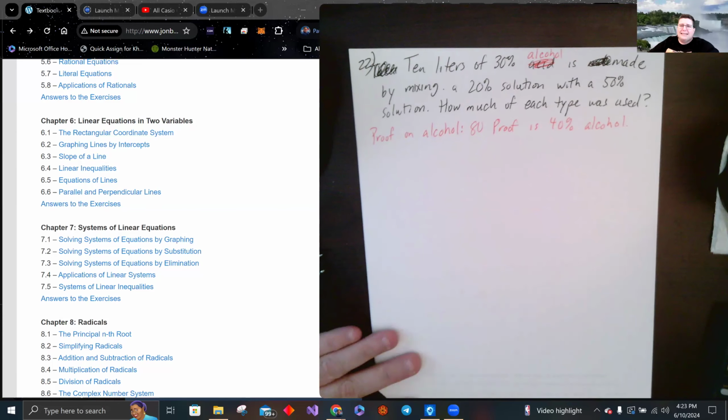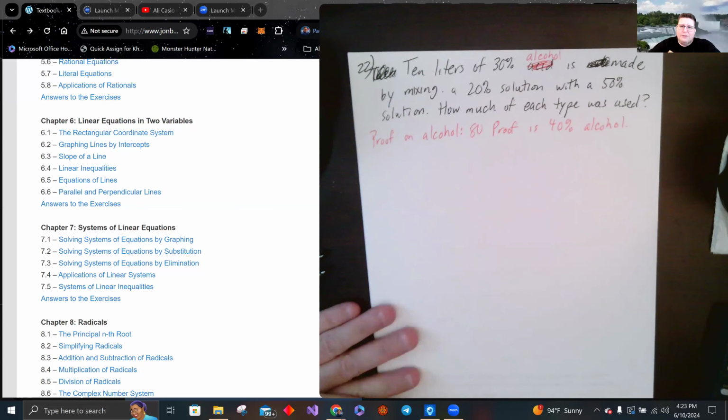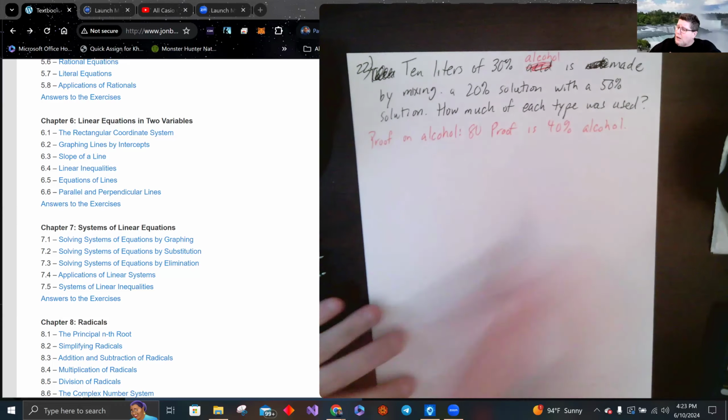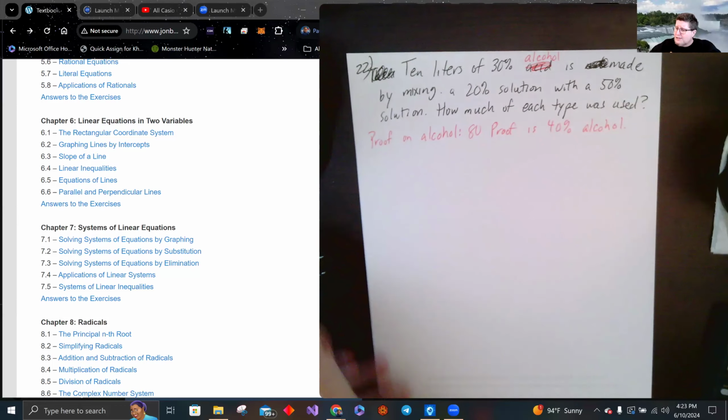Let's say you had something where one was 20% and one was 50%. I don't know of any that come that way. There might be some beers that are at 20%, but I don't think so. Maybe wine coolers, I'm not sure. But I think this is more interesting with alcohol.